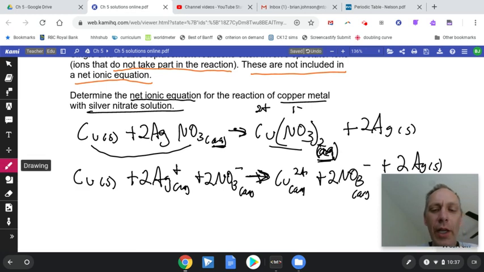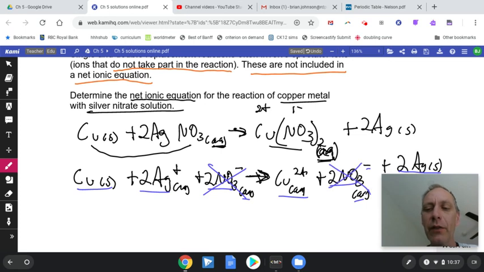Okay, so now we figure out spectator ions. Is there anything that is not changing on both sides of the equation? In other words, the reactant and the product have the exact same everything: same state, same formula, same symbol, same number of moles. Take a look. Copper solid turns into copper 2 plus, so that's changing. 2 Ag plus turn into 2 Ag solid, so that's changing. 2 NO3 minus aqueous is 2 NO3 minus aqueous. Those are the same. They're spectator ions. We cancel them out. They're not part of the reaction.